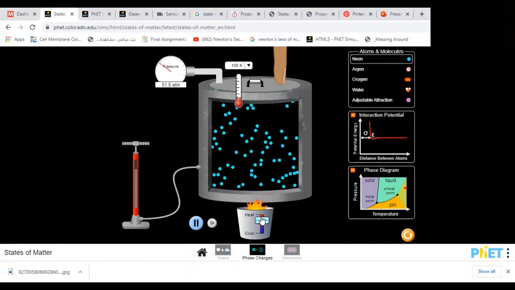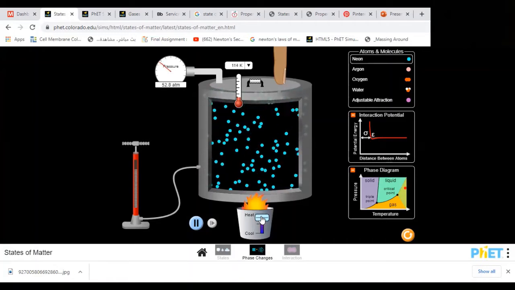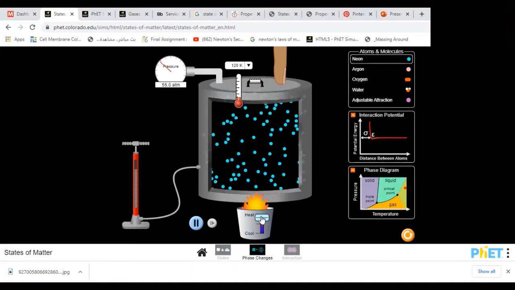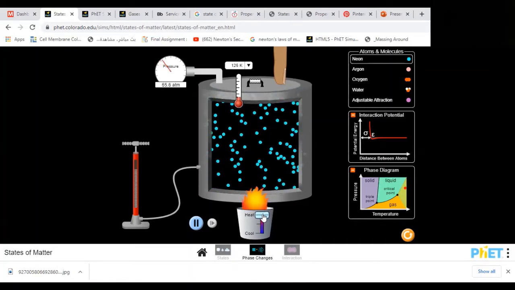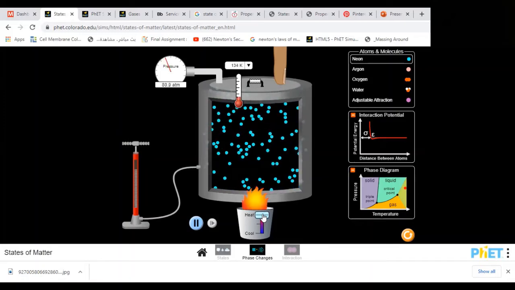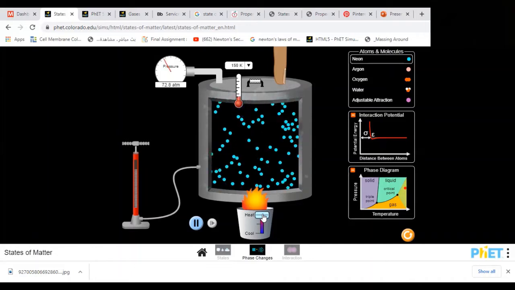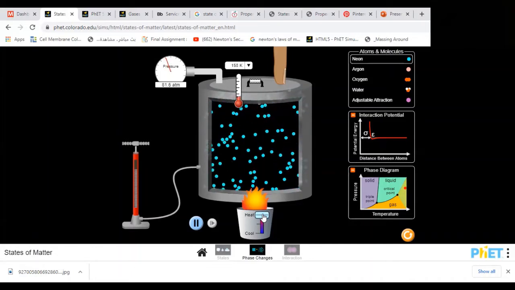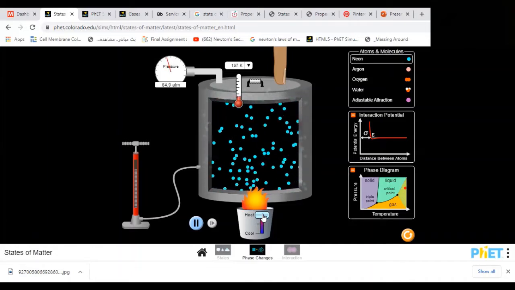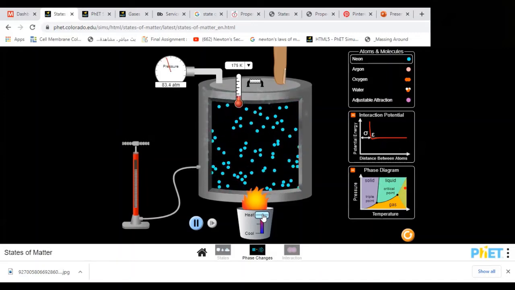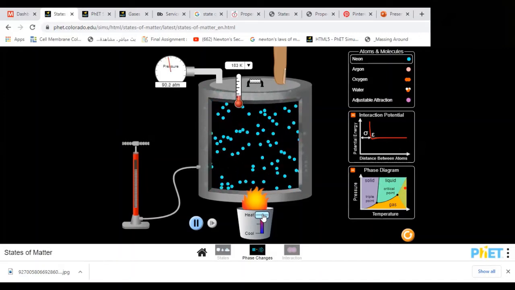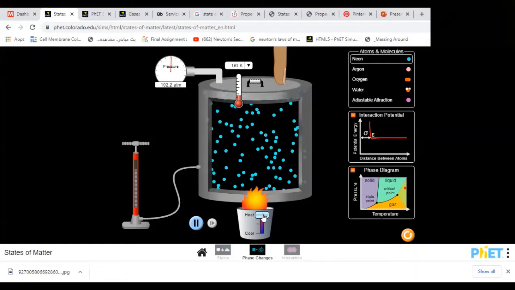See, by heating, can you see the numbers? What happened to the pressure? Increasing. So you can increase the pressure by increasing the temperature. Why? Can you remember the cause and effect, the sequence of thinking and reasoning?